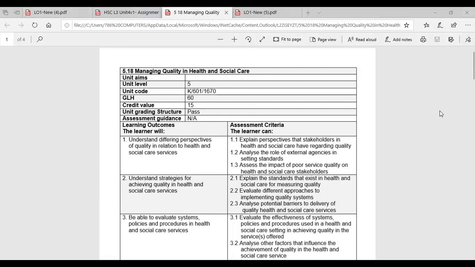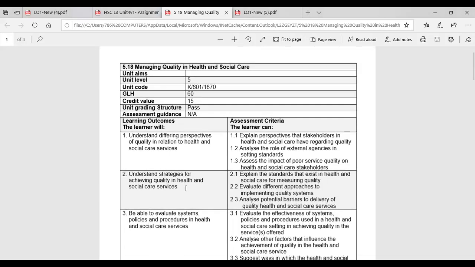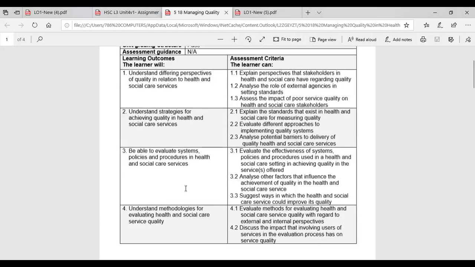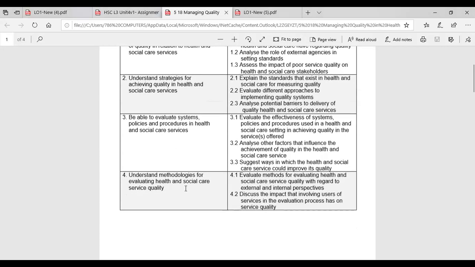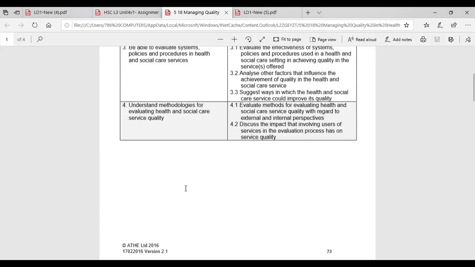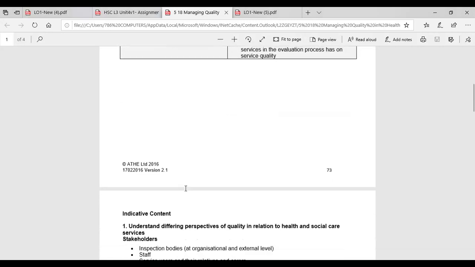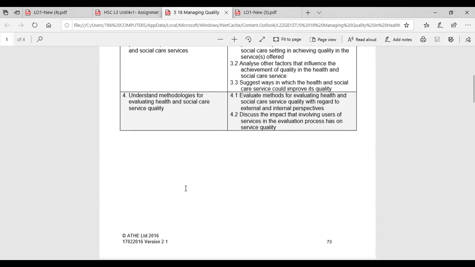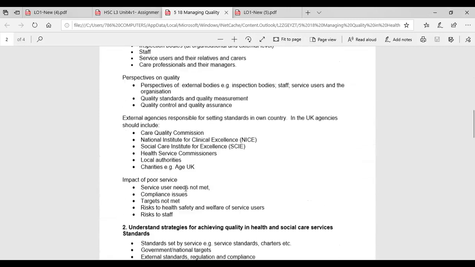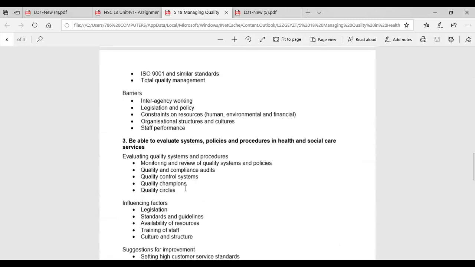LO2 will comprise understanding the strategies in order to achieve quality in health and social care services. The third will be to be able to evaluate systems, policies, and procedures in health and social care services, understanding methods or methodologies for evaluation of health and social care services quality. So how is the quality assessed? There's some indicative content that you should be able to go through, and it is again related to all the learning objectives that I have so far discussed with you.